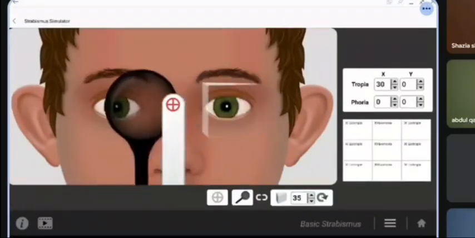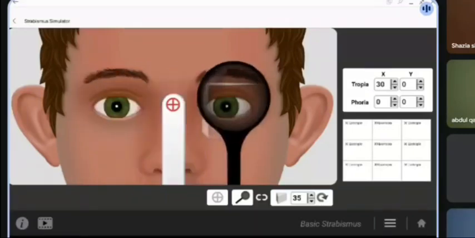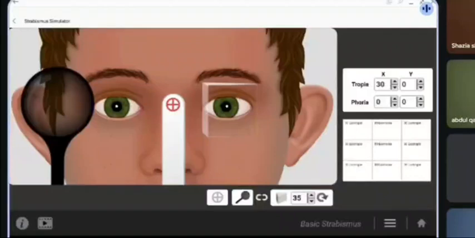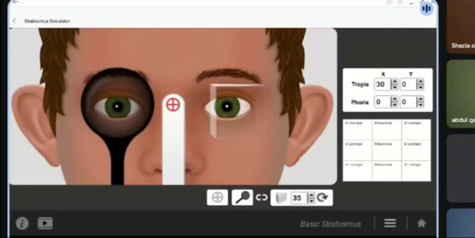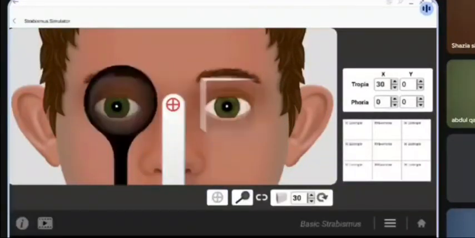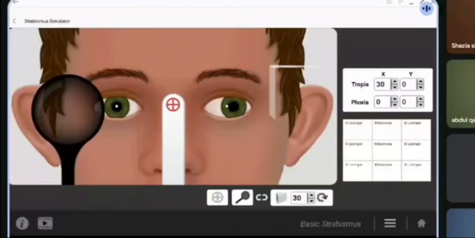Here you can see the fixation. The eyes are moving from in to out. That is the opposite direction. The eyes are moving in an opposite direction. It means you have increased the strength more than the expected value. So you can again reduce the prism and you can check it once again so that you will get an idea that the patient has 30 prism diopter of left exotropia.